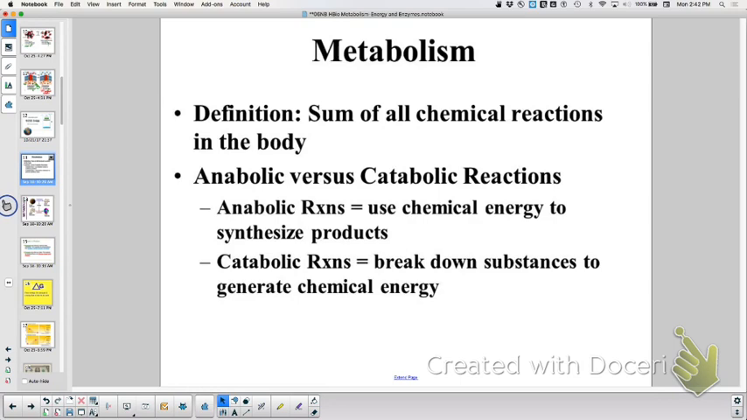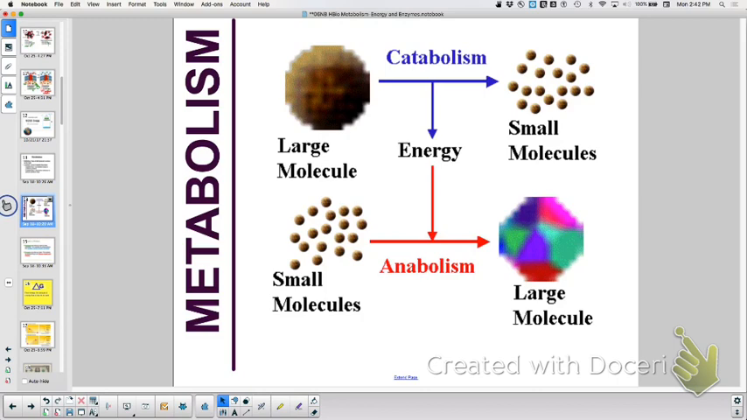Okay? And in this diagram, we can see this large molecule becoming several smaller molecules. So is that, oh, it's already identified. So that would be an example of catabolism. This one here on the bottom, smaller molecules becoming a larger molecule, that's an example of anabolism.